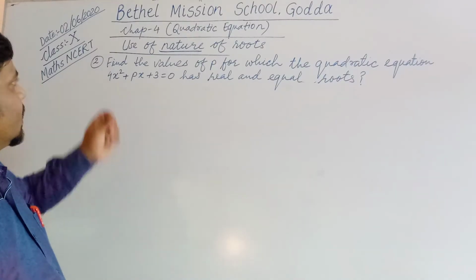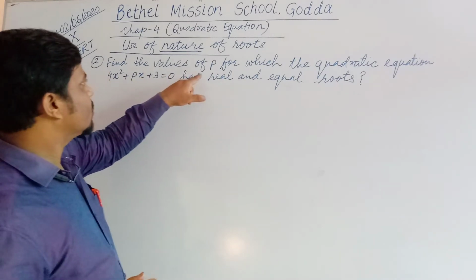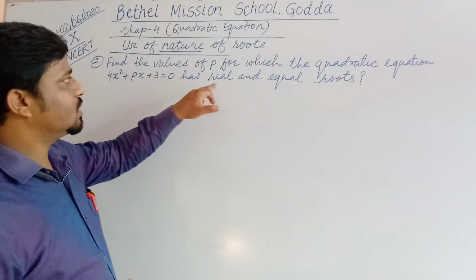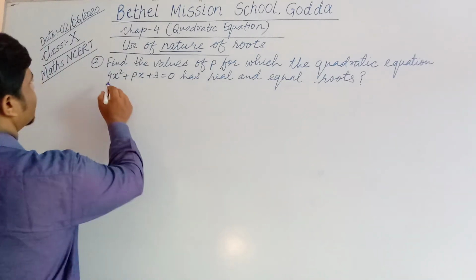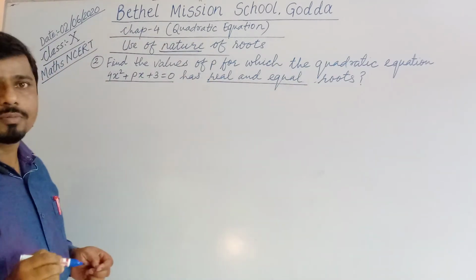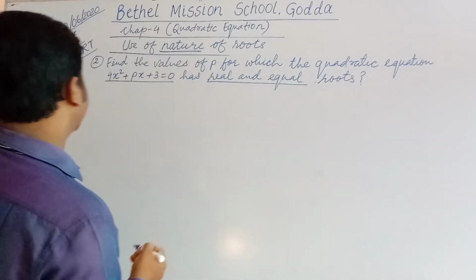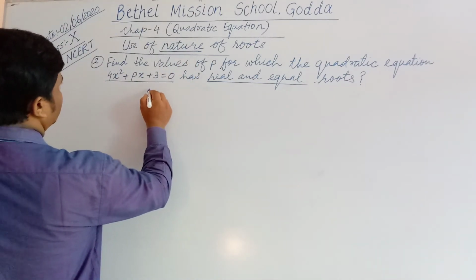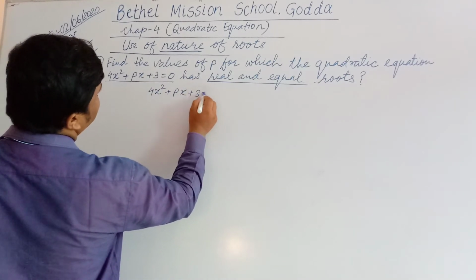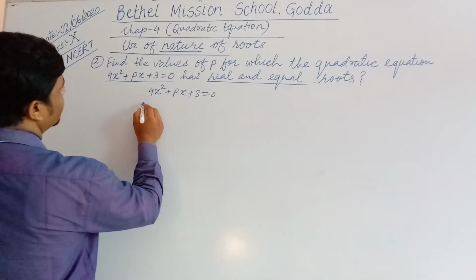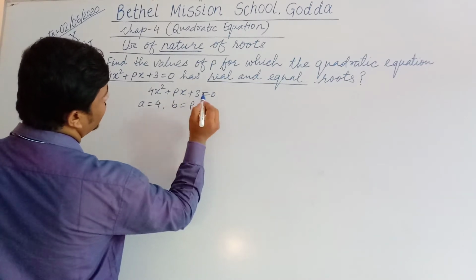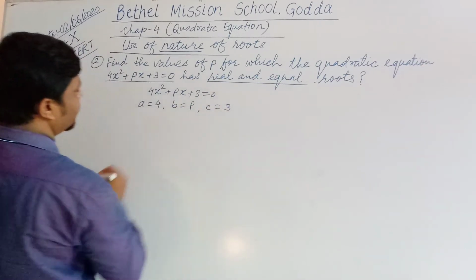See another example. Find the values of p for which the quadratic equation 4x square plus px plus 3 equal to 0 has real and equal roots. This quadratic equation has real and equal roots, so the discriminant will be 0. Note down: a is 4, b is p, and c is 3.